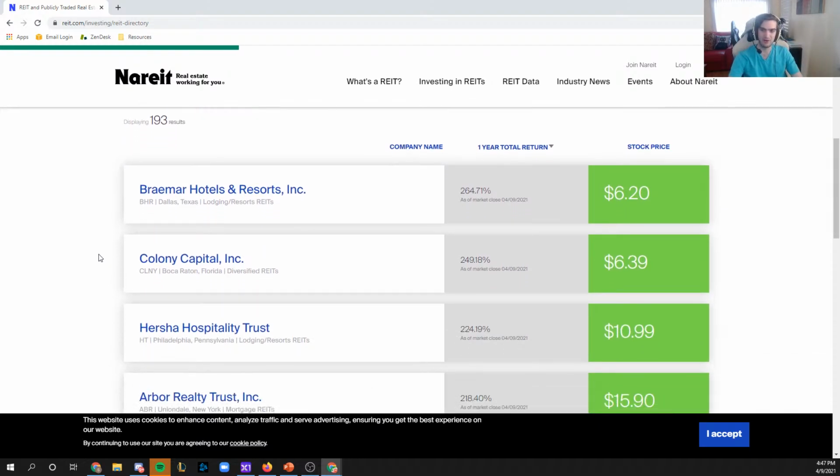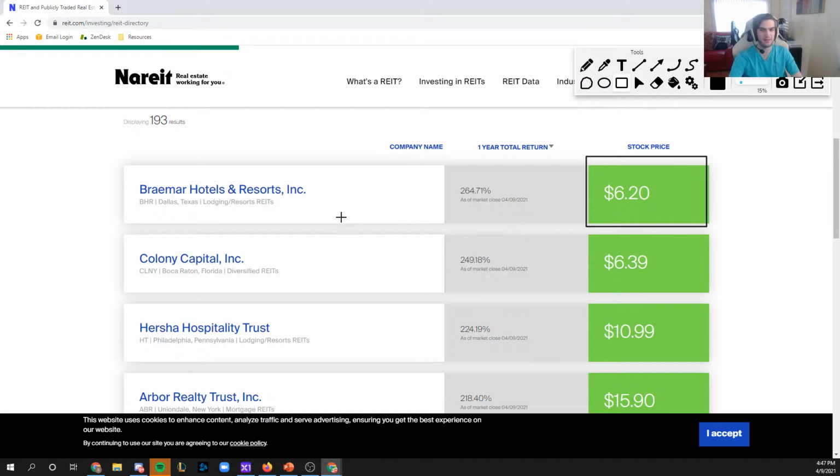But scrolling down, we get a couple of different pieces of information. We get the actual price that that REIT is trading at. We also have right here the percent return.